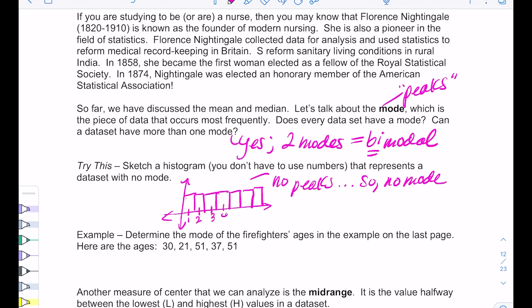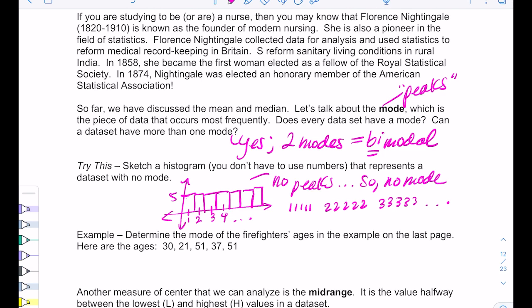If our midpoints are the following, and so on, let's say there's 5 1s, 5 2s, 5 3s, and so on. So there are no modes. There's no number that occurs the most. They all occur the same number of times.